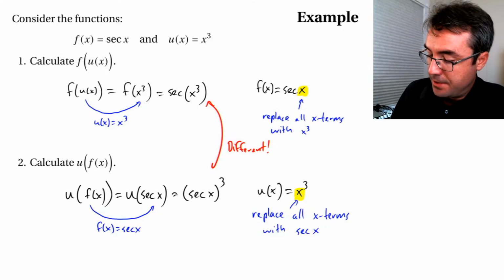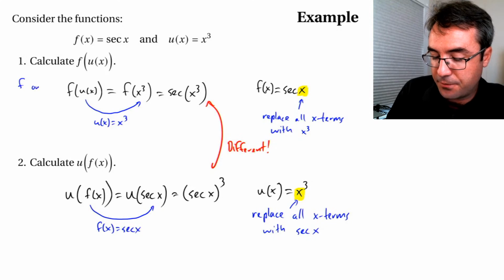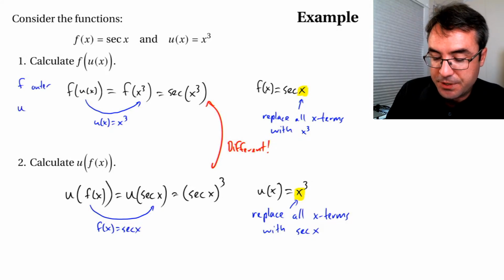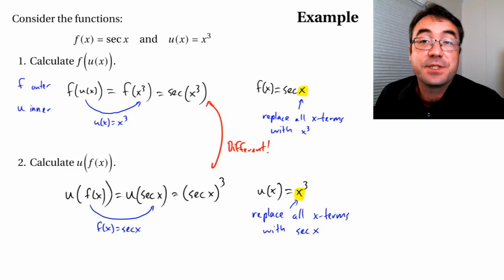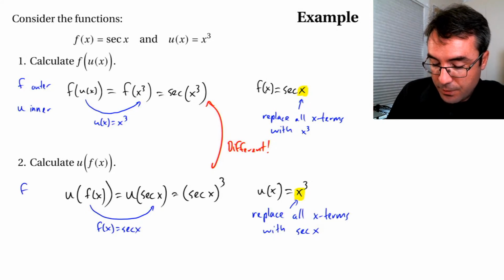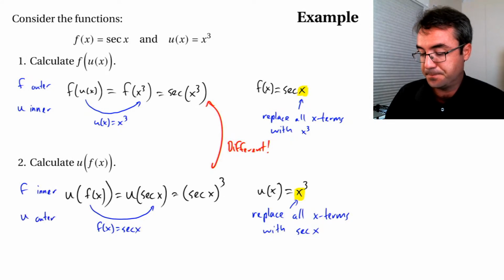And so in the first example, function f was our outer function. It's the thing we do last. And then function u is our inner function. It's the thing we do first. It's inside our function. It's inside the parentheses. And we reversed it for part 2 here. f was our inner function and u was our outer function.